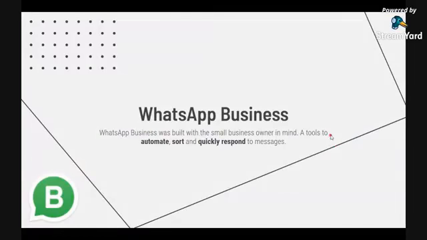WhatsApp Business is basically a tool. You can see this description: a tool to automate, sort, and quickly respond to your messages. Because we are actually running a business, WhatsApp created a special software to cater for business use. This is another separate software. You can go to your Play Store or your iOS store, search for WhatsApp Business, and you can find it. It's actually two different apps: WhatsApp personal use, and WhatsApp Business is another software.